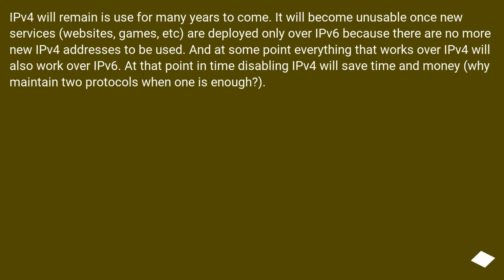IPv4 will remain in use for many years to come. It will become unusable once new services, websites, games, etc. are deployed only over IPv6 because there are no more new IPv4 addresses to be used. And at some point everything that works over IPv4 will also work over IPv6. At that point in time, disabling IPv4 will save time and money. Why maintain two protocols when one is enough?